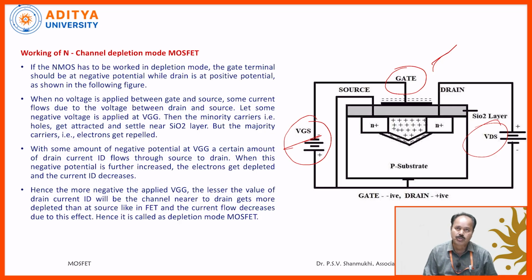You observe the positives are attracted towards the gate, whereas the majority carriers, electrons, are not attracted, they are repelled. As a result, what happens? Initially the current is flowing between the source and the drain, now it is a little bit reduced. So this is depleted somewhat. That's why as we increase the gate reverse voltage, automatically the current is reduced a little bit. That's why it is called depletion mode.